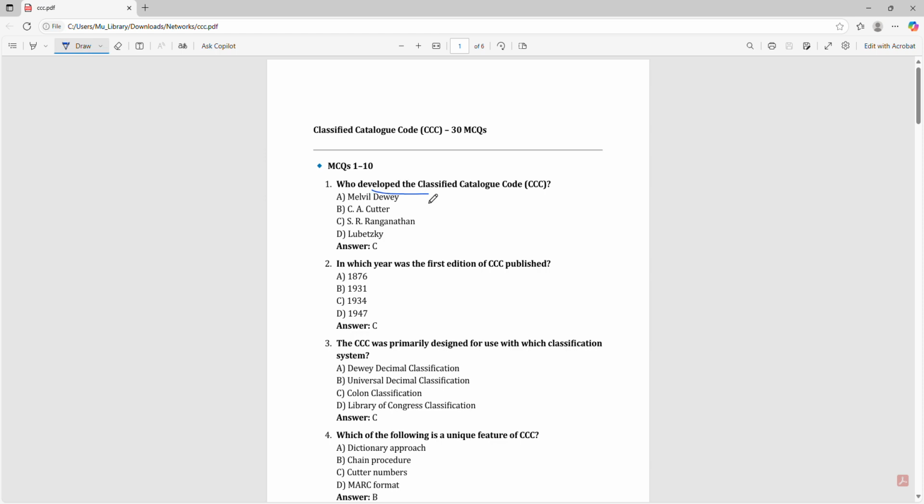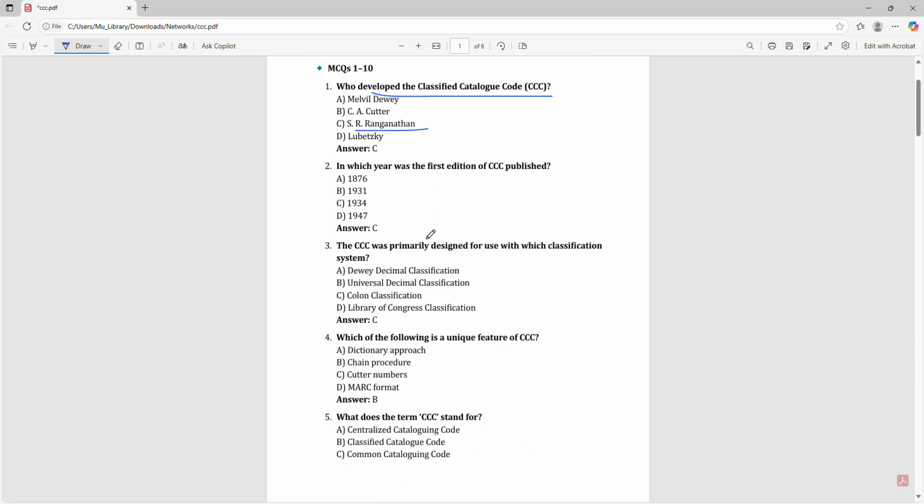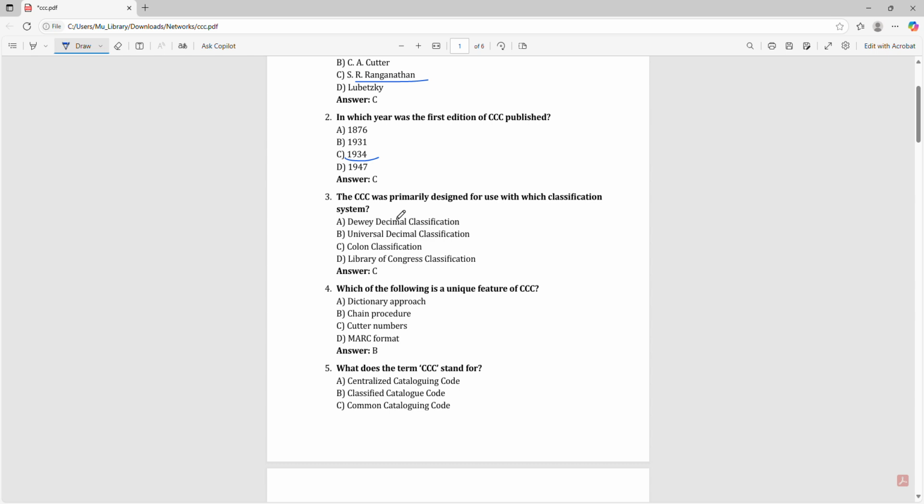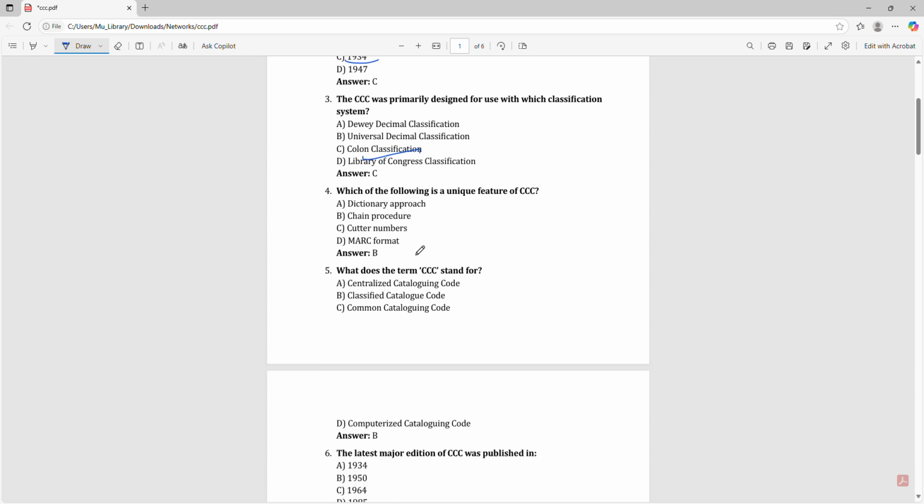Who developed the classified catalog code? S.R. Ranganathan. In which year was the first edition of Triple C published? 1934. The Triple C was primarily designed for use with which classification system? Classification. Which of the following is a unique feature of Triple C?